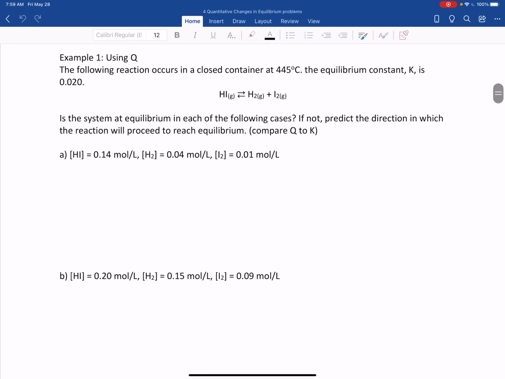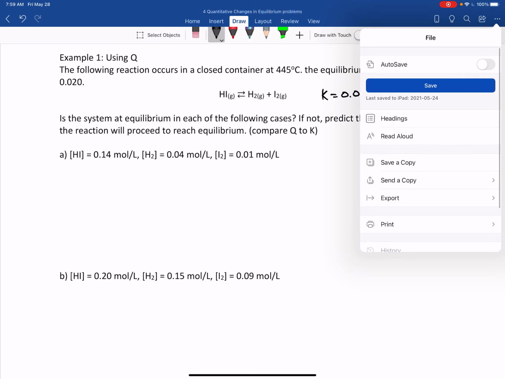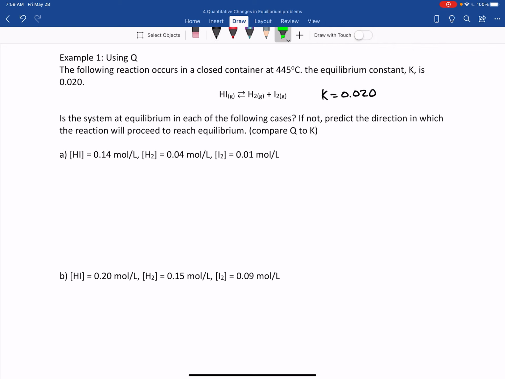Examining this and the fact that K is given to us in the question as 0.020, right? We're asked very simply, is the system at equilibrium? So what that means in this case to determine that is compare the value of Q to K. So we're given the following concentrations. They're not equilibrium concentrations. Okay, they can be, but they're not necessarily. So we're going to determine if they are. If Q is equal to 0.02, which is the K value, then those are equilibrium concentrations. If not, then the reaction's not finished.